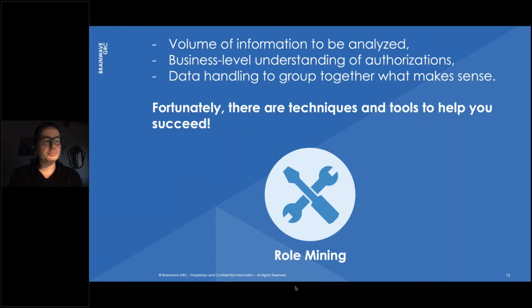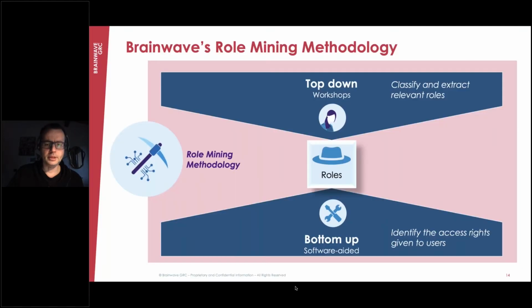It took them 2 years to build this spreadsheet, and unfortunately, it was never used just because obviously after 2 years there have been so many changes in the organizational structure, in the application landscape, that whatever roles they achieved to build in this matrix were irrelevant at the time the matrix was published. So let's dive into another approach, which is the Brainwave role mining methodology.